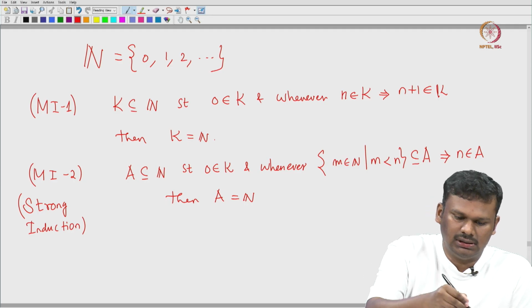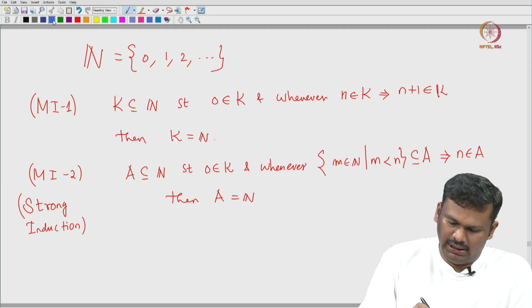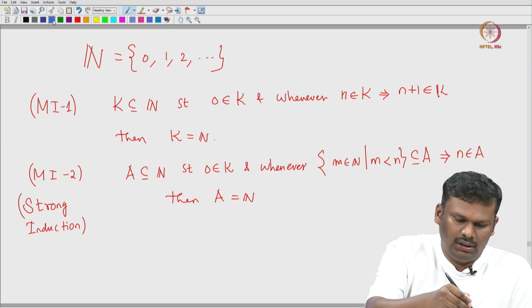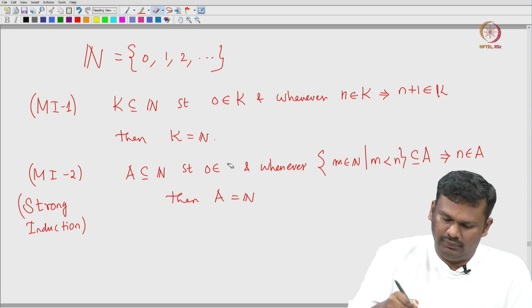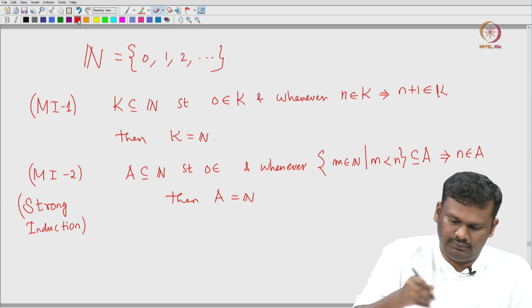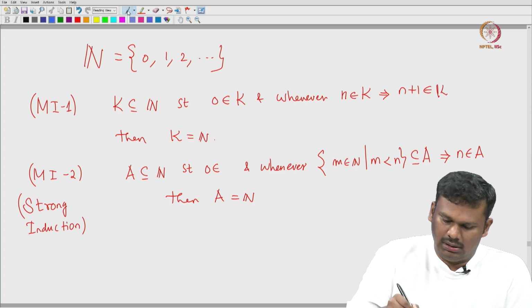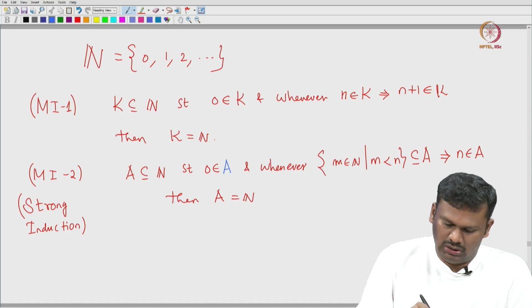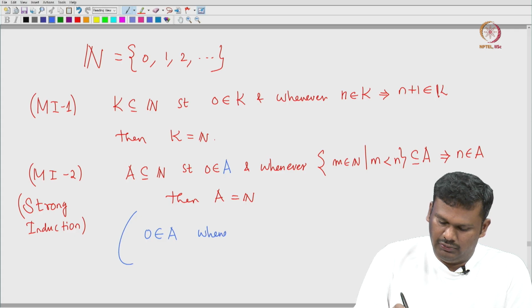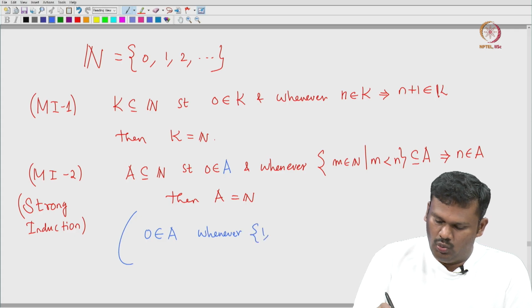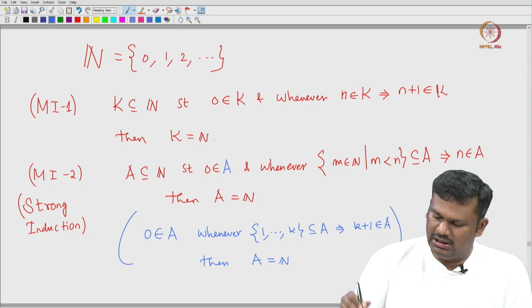So, in other words, what we are demanding is that A satisfies the following: 0 is in A, and whenever 1, 2, etc., k is a subset of A, this implies k plus 1 is in A. Then we are guaranteeing that A is equal to N, and this is what we call mathematical strong induction.